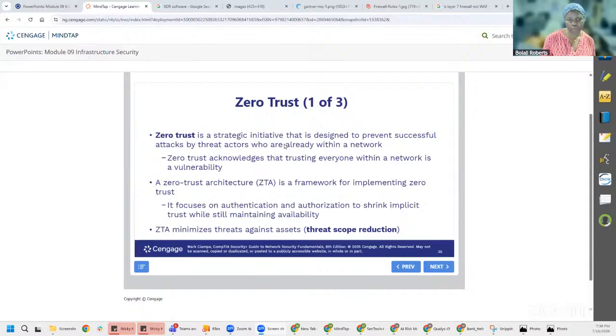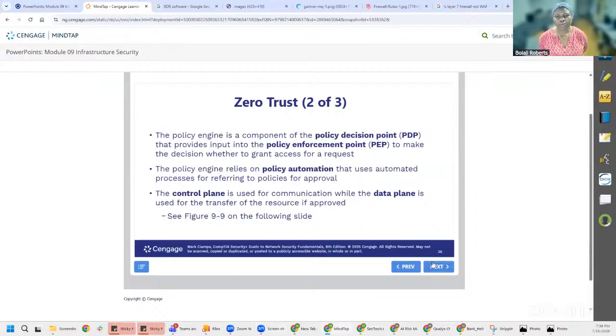It's a framework for implementing zero trust. What it does is focus on authentication and authorization, so that implicit trust is guarded against, but still maintaining availability. How does it work? It works by having different components. Those components include the data plane.